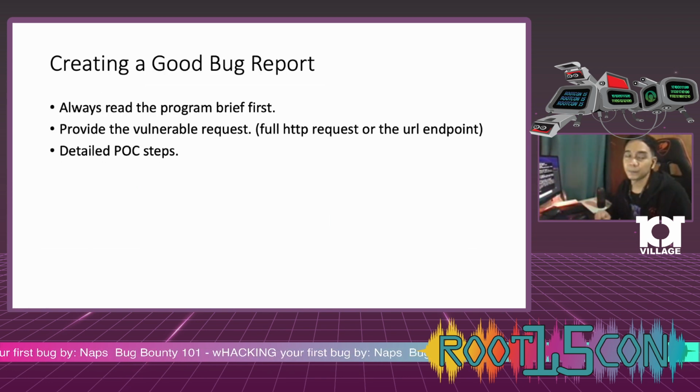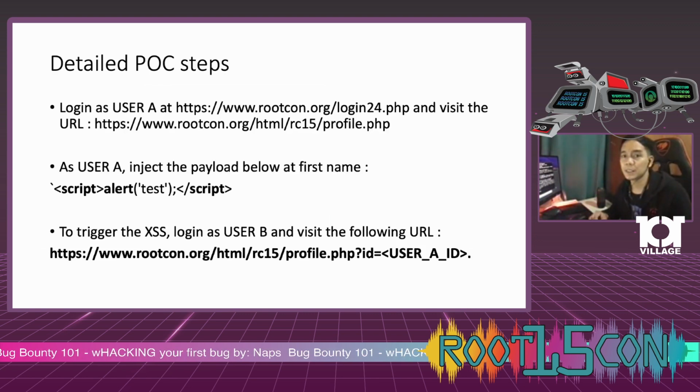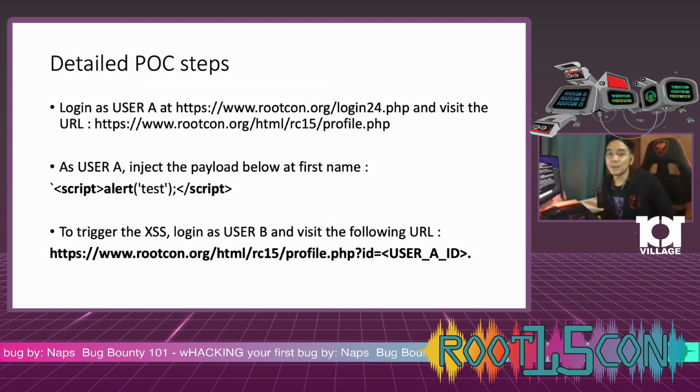So our next pointer is detailed POC steps. Your proof of concept doesn't need to be long, but it can be short and detailed. For example, step 1: login as user A at http rootcon/login24 and visit this URL. I inserted the login page URL because sometimes there are multiple login pages for each role or each user. So it's a good idea to add the URLs where to log in, as mentioned a while ago.